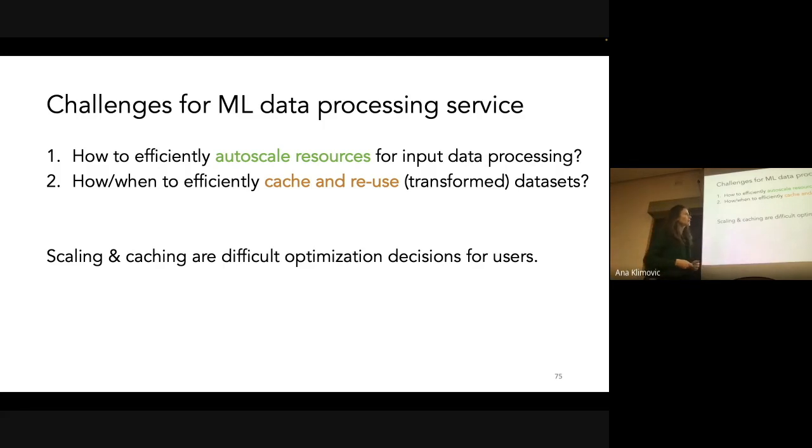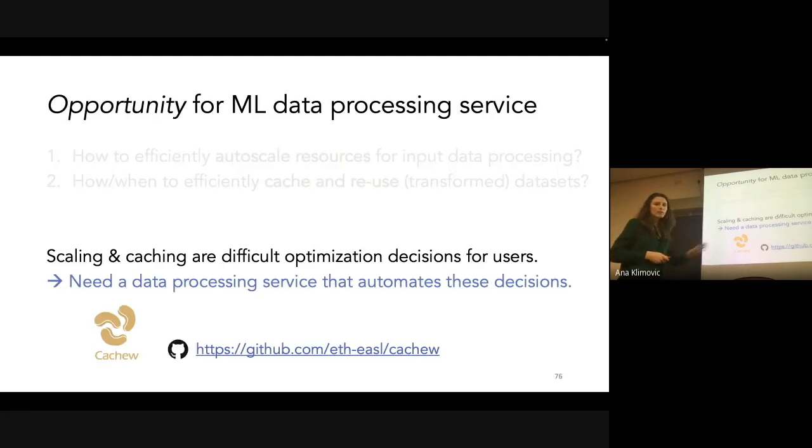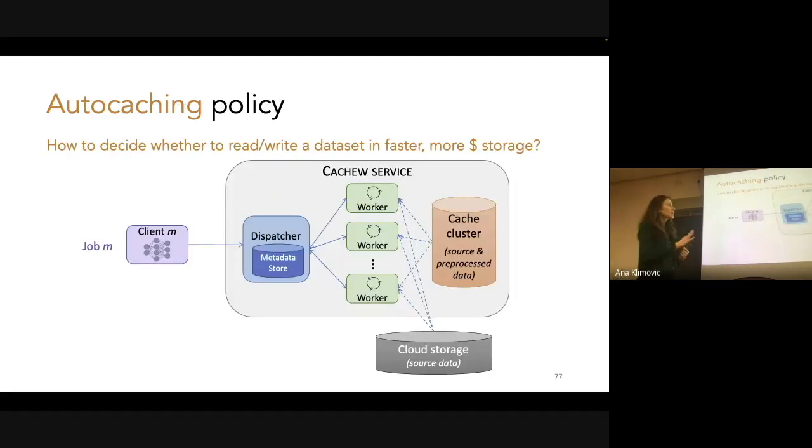Okay, so these decisions are difficult for users. That's why we want to automate it, and the system is open source. And let me tell you a little bit about these two key policies. The auto caching is what I'll start with, and then I'll talk about auto scaling briefly as well.